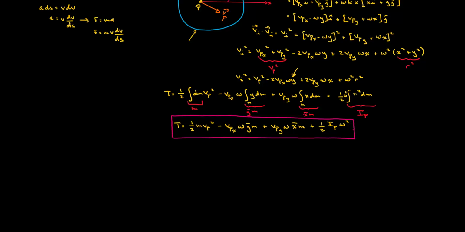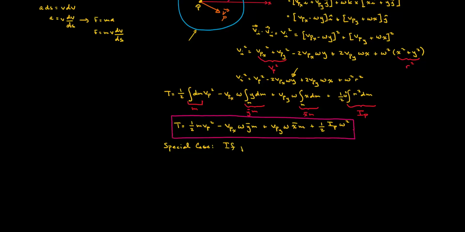So what this tells us is that if we know the velocity at point P and the angular velocity, we can find the total kinetic energy of a rigid body using this expression over here. However, and luckily, we have special cases. And here is the special case.